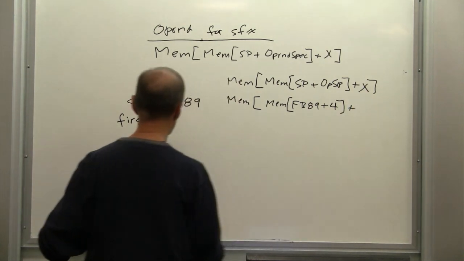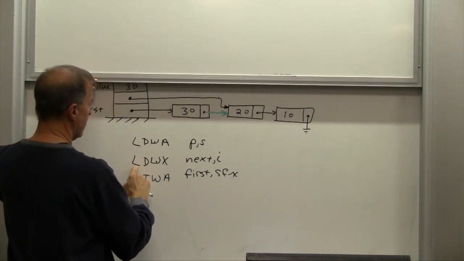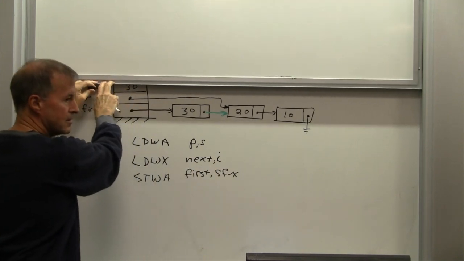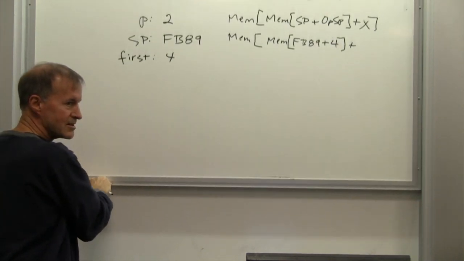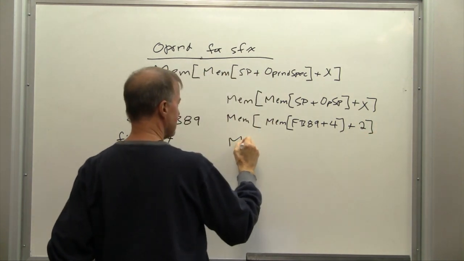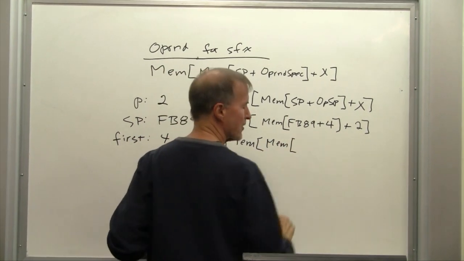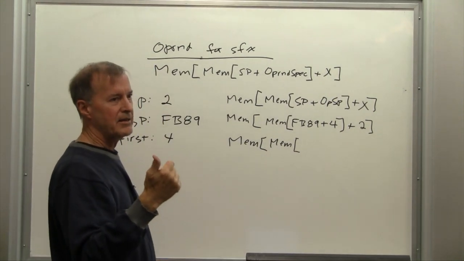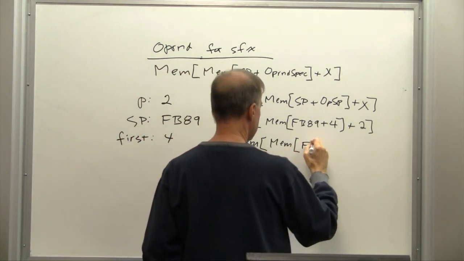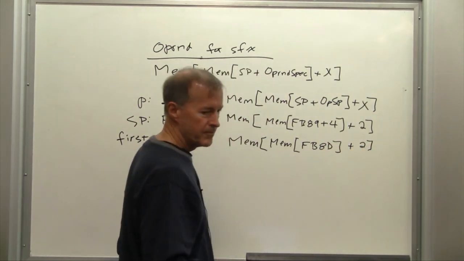Plus the content of the index register. But what did we put in the index register? We said load word index register, next immediate. So what's the value of next? 2. Does everybody see that? Okay, so this is plus 2. So now this is mem sub mem. Now what is FB89 plus 4? FB8D is correct. So this is FB8D plus 2. Now let's look on our figure.